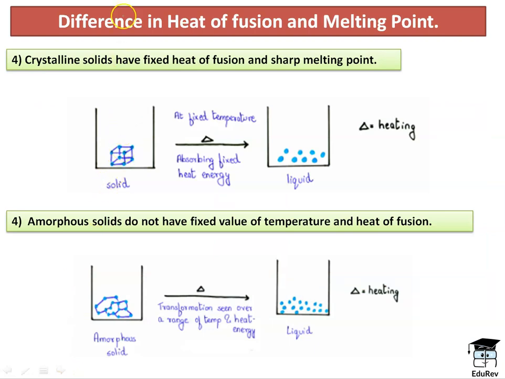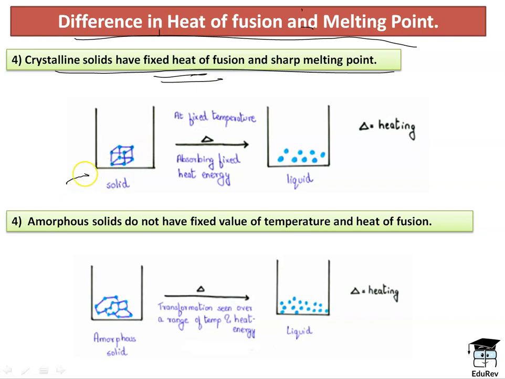which is the difference in heat of fusion and difference in melting point of crystalline solids and amorphous solids. Crystalline solids have fixed heat of fusion and sharp melting point. Now what do you mean by heat of fusion? Let me explain it.